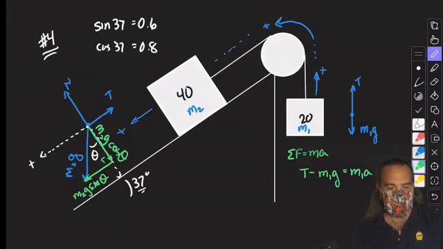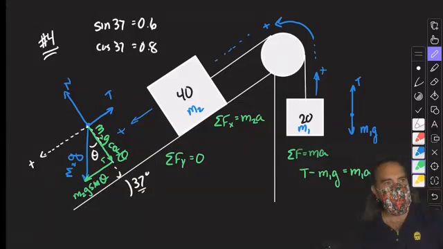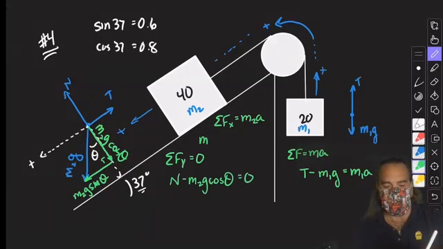Applying the same idea to the box on the ramp, I will have net force in the x direction equals m2a, and net force in the y direction is equal to 0. In the y direction, I will have normal force minus m2g cosine theta equals 0. In the x direction, I will have m2g sine theta minus tension equals m2a.